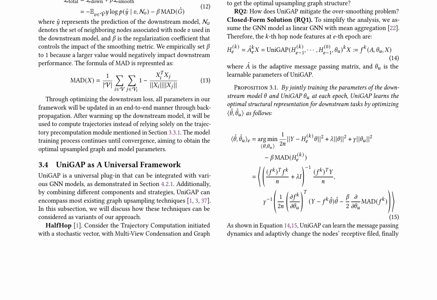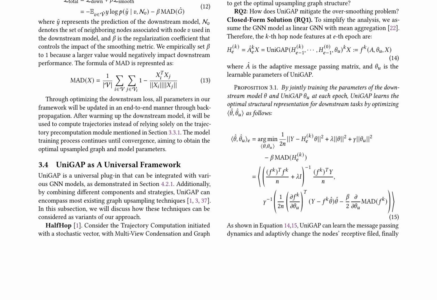UniGAP's universality allows it to be integrated with various graph neural network (GNN) models, encompassing most existing graph upsampling techniques. By combining different components and strategies, UniGAP can be considered as variants of existing techniques, such as half-hop, ADA-edge, and graph mix-up. Theoretical explanations provided in the paper demonstrate how UniGAP learns in concert with downstream tasks to obtain the optimal upsampling graph structure, effectively mitigating the oversmoothing problem.